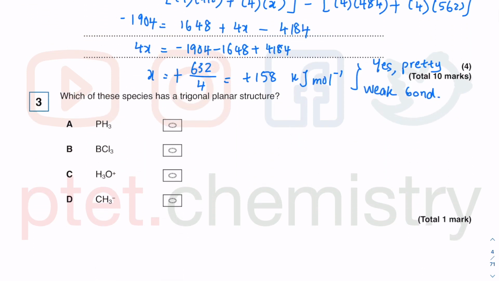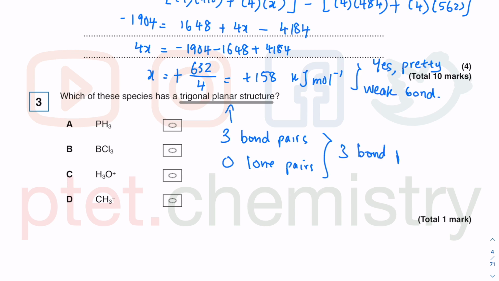Just to wrap up this particular tutorial, which one has a trigonal planar structure? Trigonal planar structure has 3 bond pairs repelling equally because you have 0 lone pairs. So the 3 bond pairs repel equally, giving you something that looks like the Mercedes-Benz logo. You're looking for something with 3 bond pairs and 0 lone pairs.